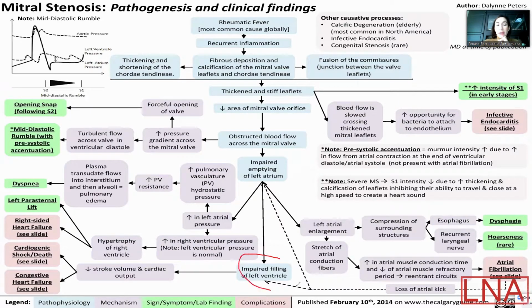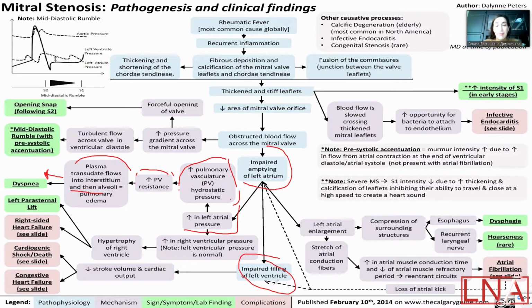Impaired filling of the left ventricle. In turn, impaired emptying of the left atrium leads to increased pressure in the left atrium, and increased pressure in the pulmonary vasculature, with the pulmonary circulation having two pairs of pulmonary veins. This leads to increased pulmonary venous resistance and transudation of plasma into the interstitium and then into the alveoli with formation of pulmonary edema. The clinical sign of pulmonary edema is dyspnea, shortness of breath.